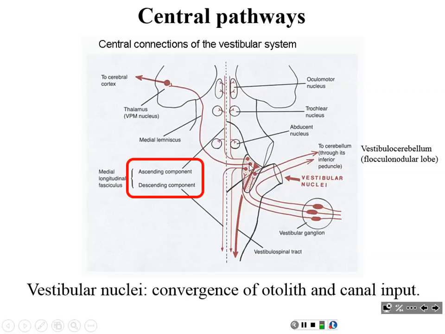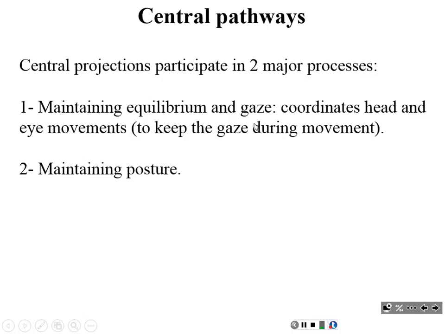And from the vestibular nuclei, through the medial longitudinal fasciculus, there are ascending components and descending components that go into the spinal cord. The ascending components go into the abducent nucleus, the trochlear nucleus, and the oculomotor nucleus, as well as the thalamus. Why does it go to so many different places? Because the central projections participate in two major processes. One is maintaining equilibrium and gaze and coordinating movements of the head with movements of the eyes, and also maintaining posture.